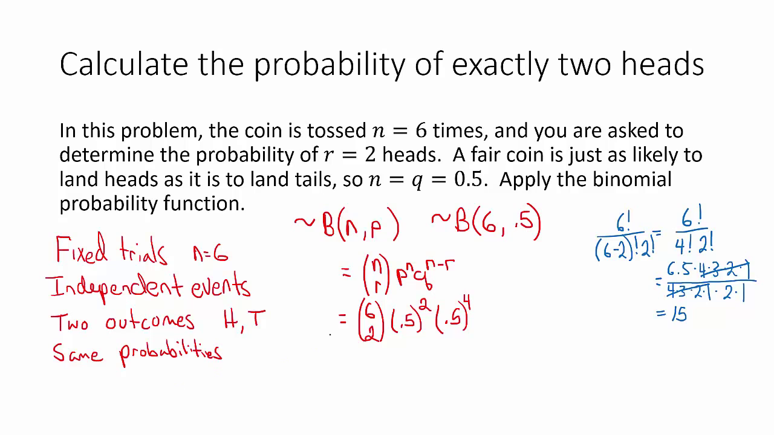So now I can substitute that piece into my equation. I have 15 times a half to the second power times a half to the fourth power. And now we've reduced this to a calculator question. I can type that into my calculator, and I get a probability of about 23%.